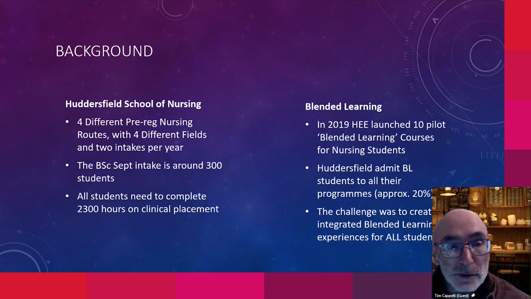So the University of Huddersfield was one of those 10 universities, and we admit blended learning students onto our programmes, and it represents around 15 to 20% of our intake. So in September we get around 50 or 60 blended learning students.